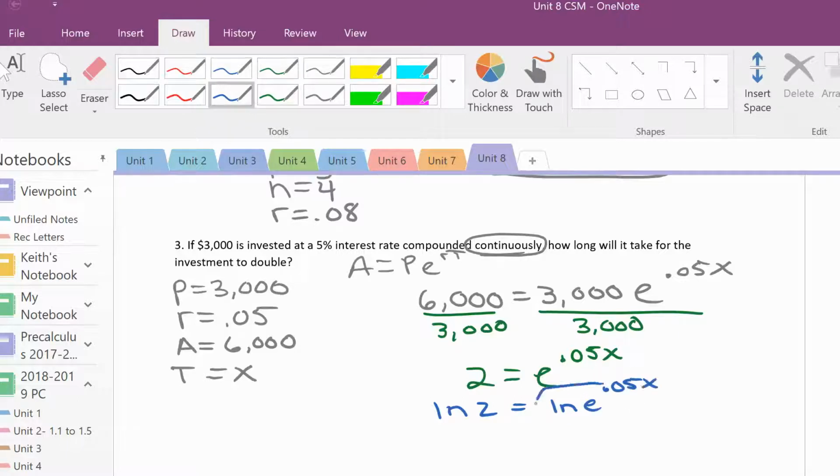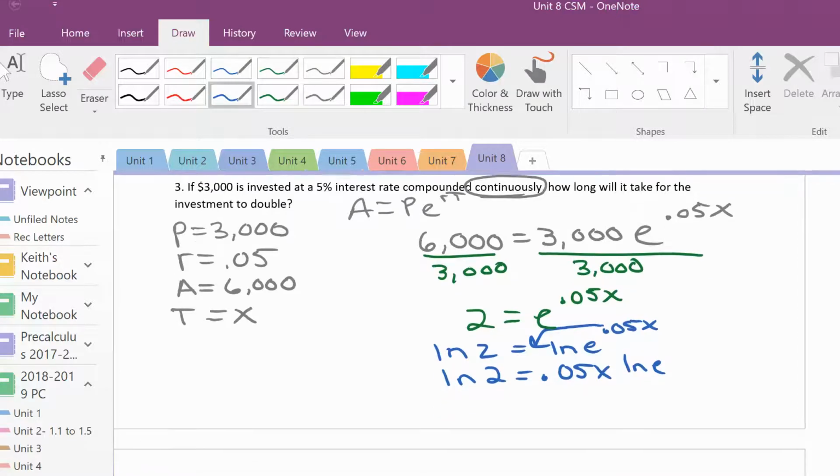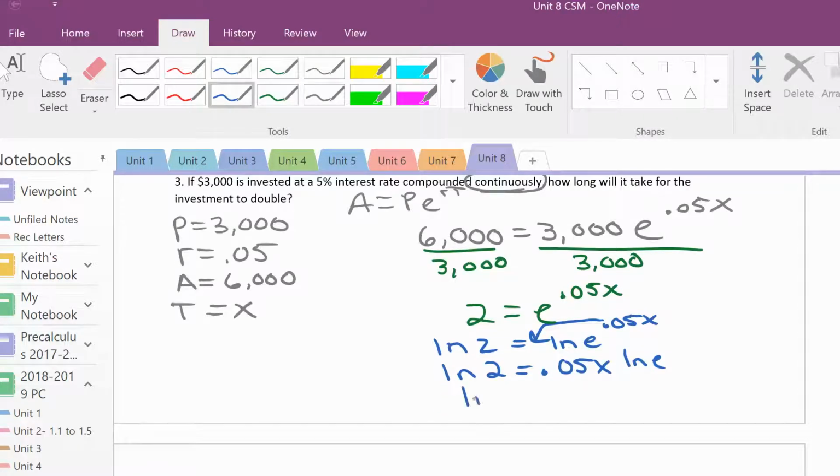And that's going to allow the 0.05x to roll to the front. And remember, the ln of e is equal to 1. So it's ln 2 is equal to 0.05x. And then you just divide by 0.05.